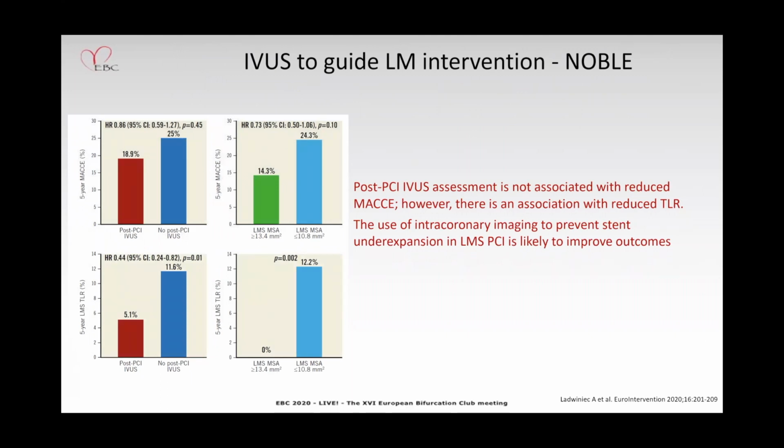And finally, just a glimpse at some imaging studies. The first data come from the Nobel long-term observation of patients with left main stented with IVUS or without IVUS guidance. Generally, no big difference between the groups, apart from the TLR. So the use of IVUS at the end of the procedure resulted in a bigger minimum stent area and a reduction of target lesion revascularization.